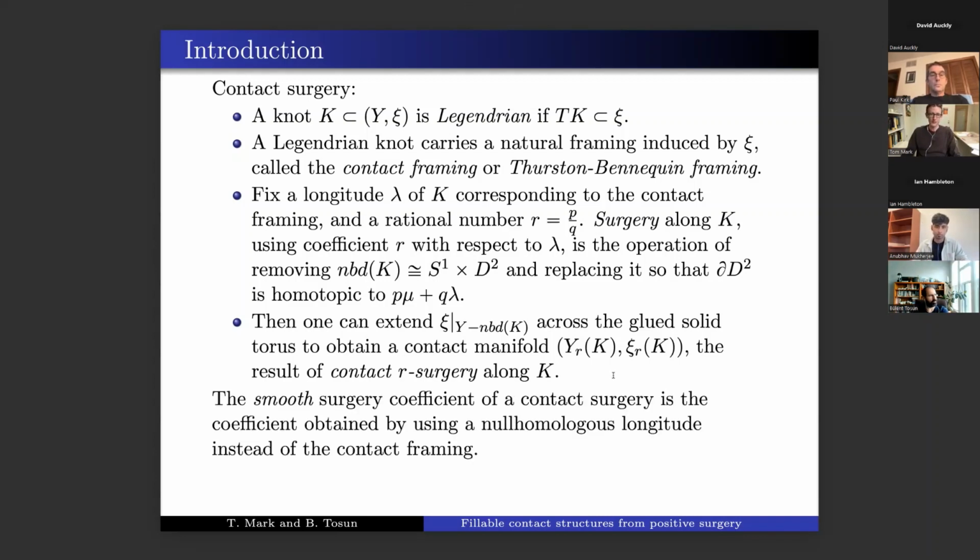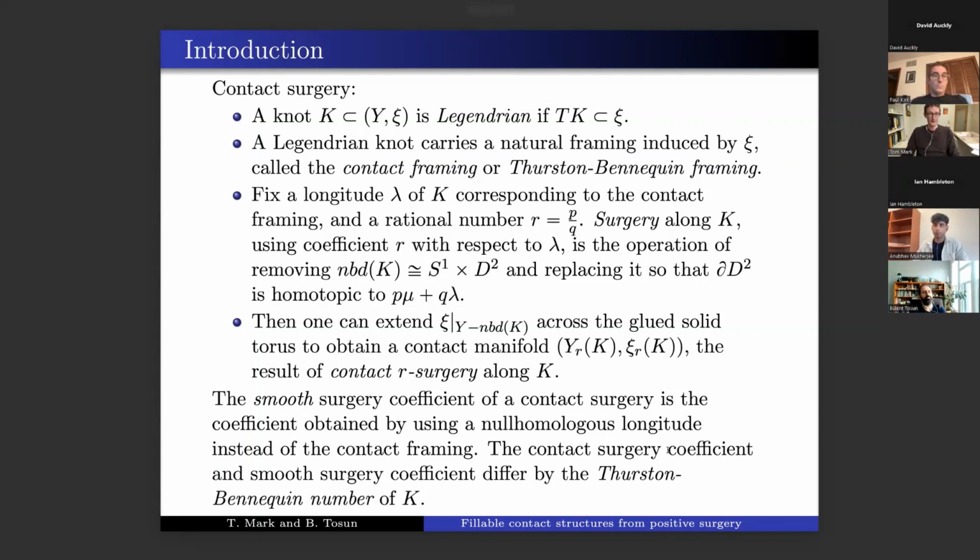The only little caveat to bear in mind is that when you do a contact surgery, you measure the surgery coefficient with respect to the contact framing. And if you're doing smooth topology, you tend to measure the surgery coefficient with respect to the null-homologous framing. So there's a difference there, and that difference is the Thurston-Bennequin number. So there'll be some back and forth about contact surgery versus smooth surgery, but I'll try not to fuss too much about that.